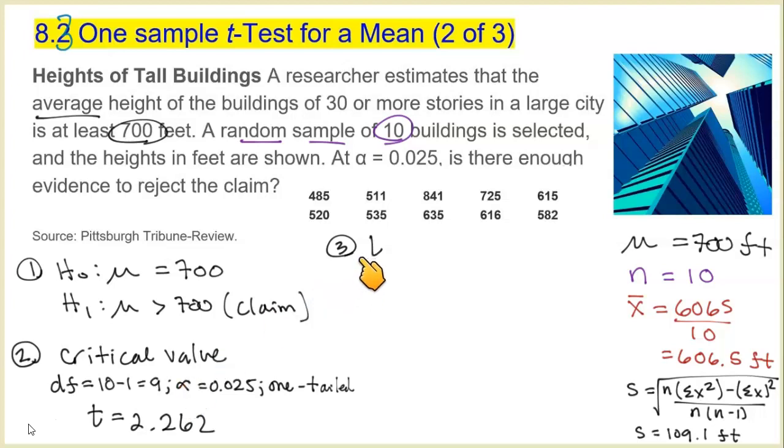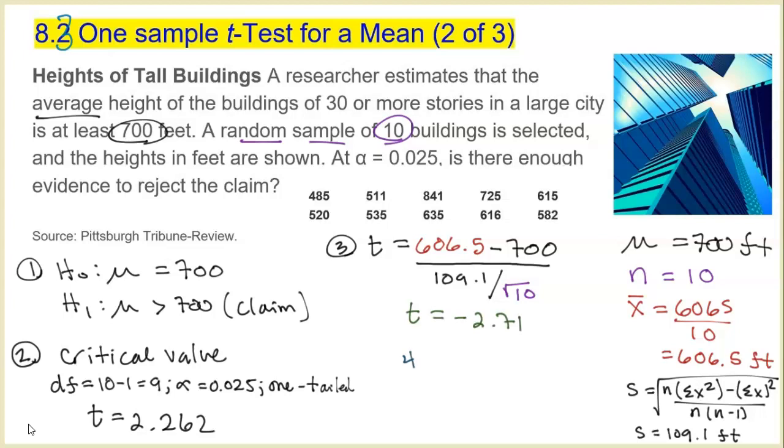Step 3, what is our test value? What value am I using to compare to the critical value to determine the statistical significance? So our sample mean minus population mean divided by sample standard deviation divided by the square root of the sample size, we get negative 2.71.